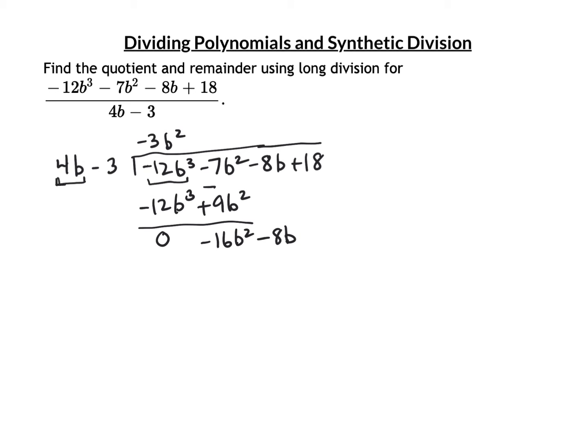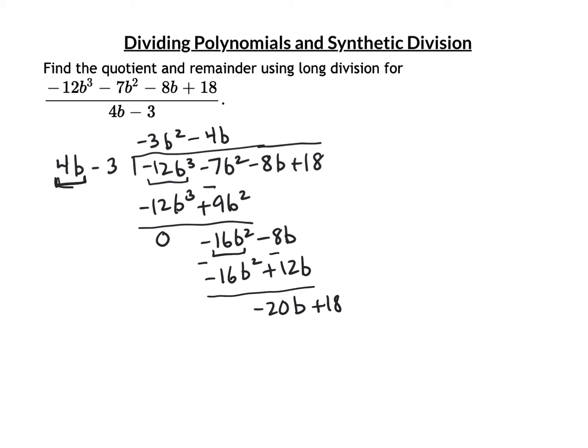What do I multiply 4b by to make negative 16b squared? That would be negative 4b. And now I take negative 4b times 4b minus 3, and I distribute. Negative 16b squared plus 12b. Negative 4b times negative 3 is positive 12b. Now I subtract. Notice that negative 16b squared minus negative 16b squared, the double negative you add, it's 0. Negative 8 minus 12 is negative 20b. Bring down the plus 18.